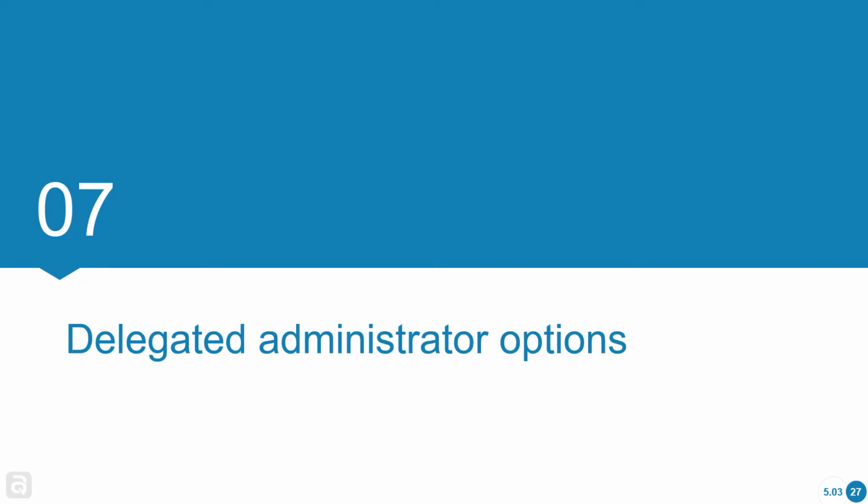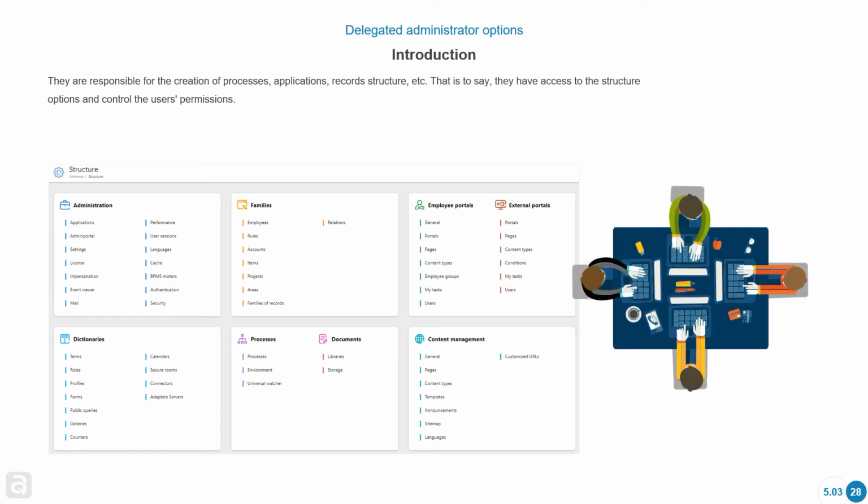In this part 7, we are going to learn about the delegated administrator options. The delegated administrators are responsible for the creation of processes, applications, and record structure. That is to say, they have access to the structure options and control the users' permissions. They do not have access to the admin portal options unless this option is enabled by a system administrator with access to the control panel.